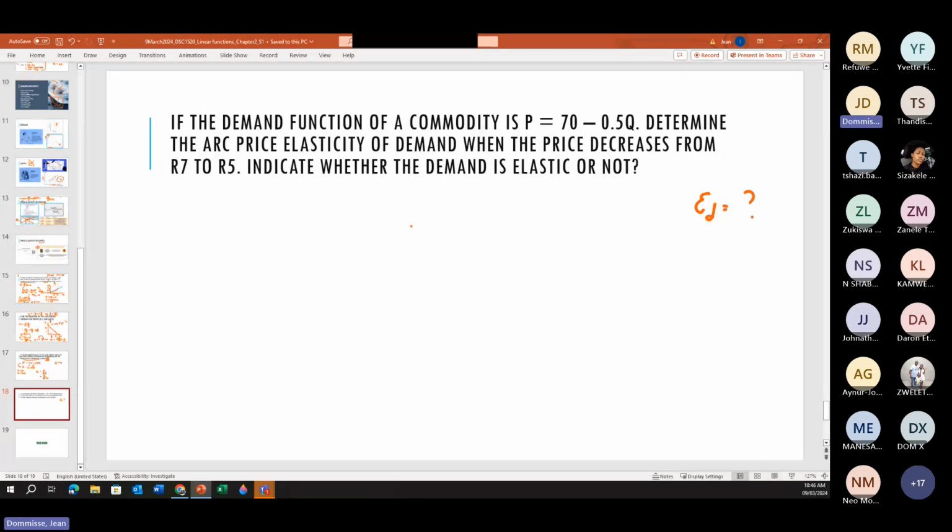Okay, so then the next one goes into determine the function of a commodity. That function P is exactly the same, 70 minus 0.5Q. Determine the ARC price. Okay, so we haven't looked at ARC price in the previous. I should add that to the formulas, but let me write down what is the formula if we would do the ARC price, so that you, in any case, have it.